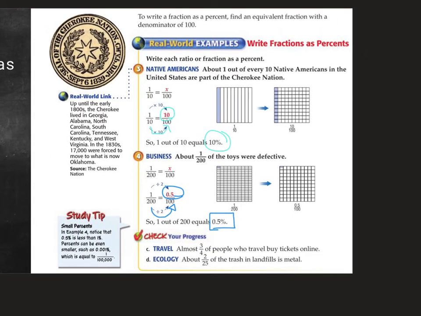Okay, you'll notice in that example that 0 and 5/10% is less than 1%. Percents can be even smaller than that, such as 0.001 or 0 and 1 thousandths, which equals 1 over 100,000.